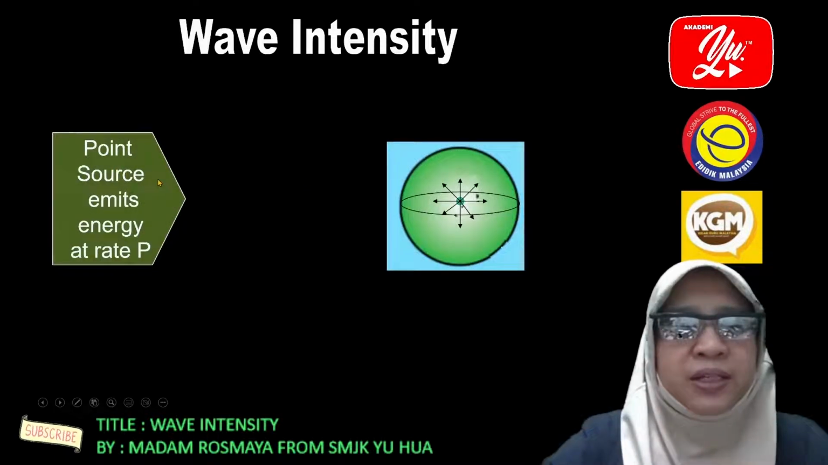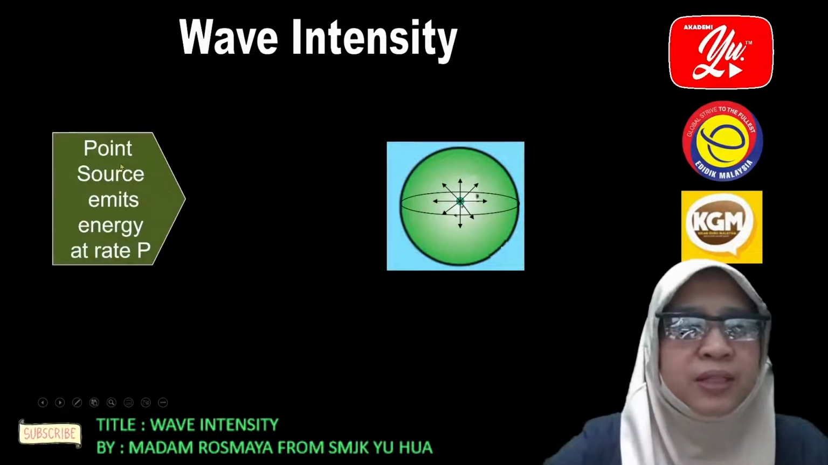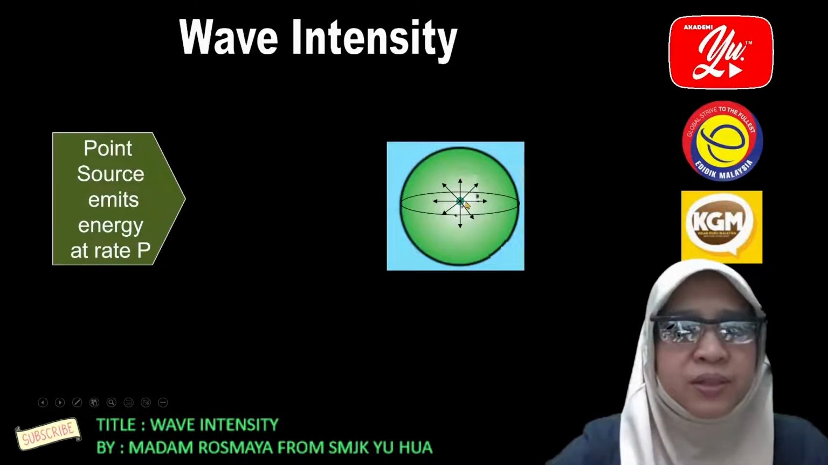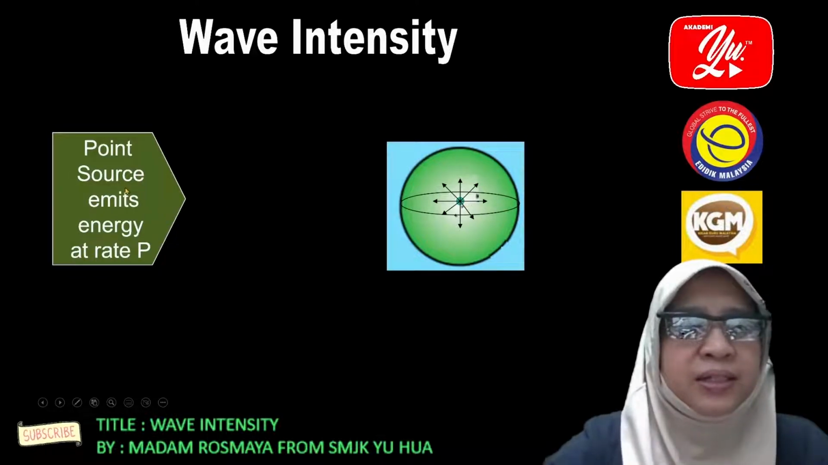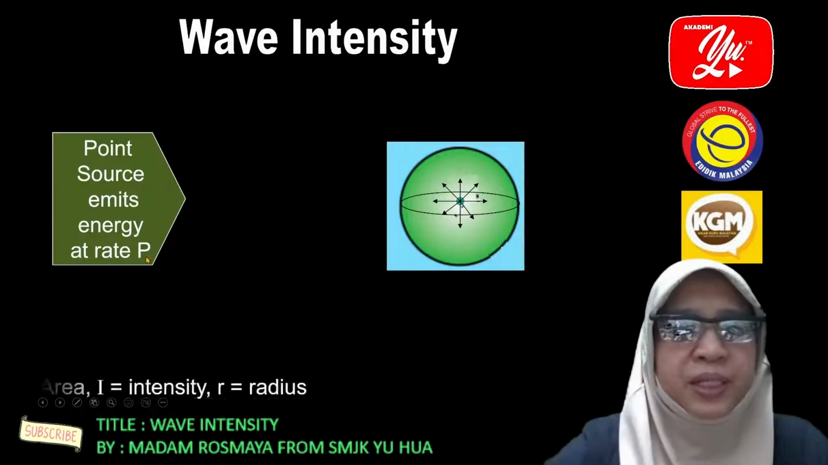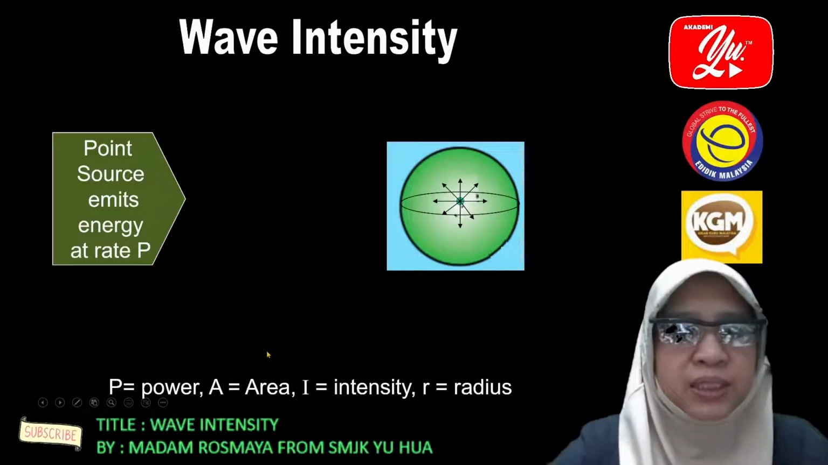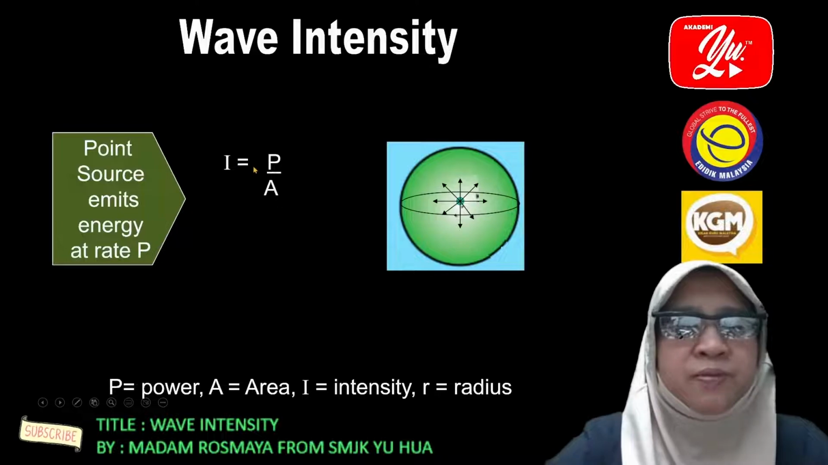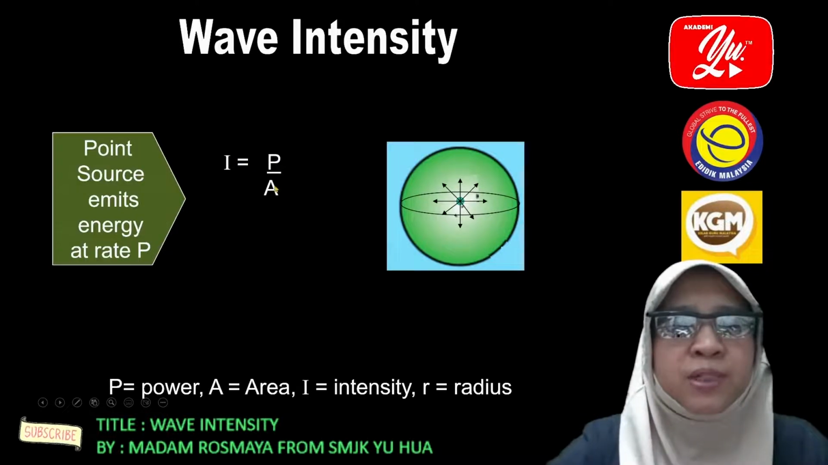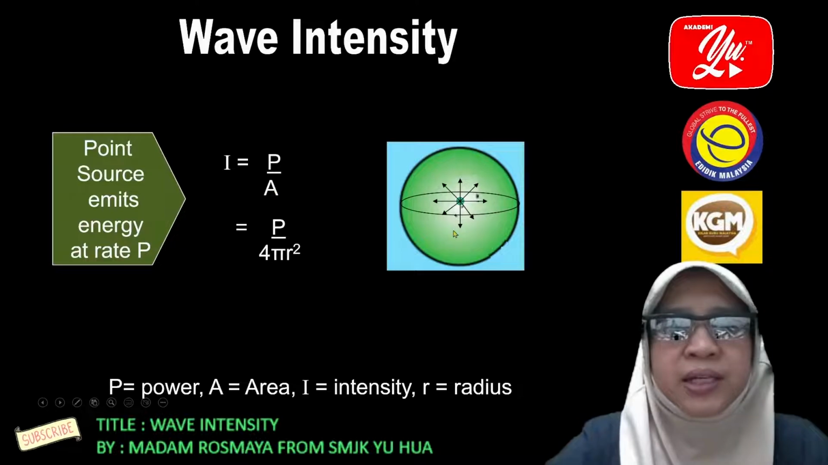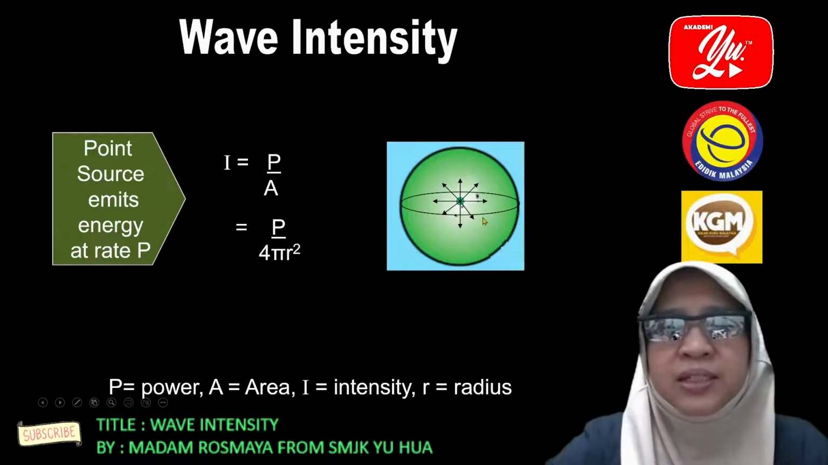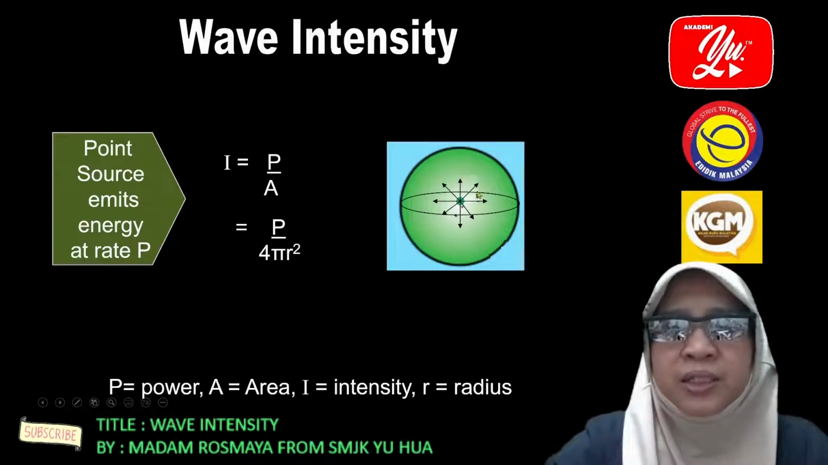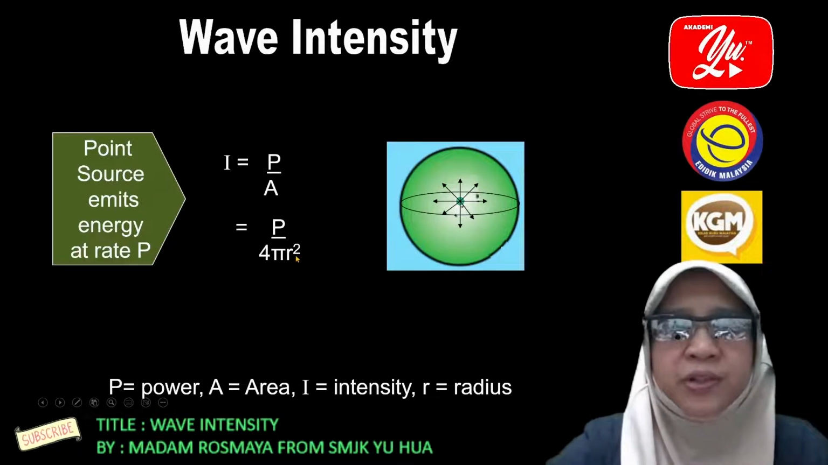If the source of the wave is a point source, let's say the source emits energy at rate P. So P is power, A is area, I is intensity, and r is radius. From the formula, intensity equals power per area. The area at a distance r is the area of a sphere, which is 4 pi r squared.